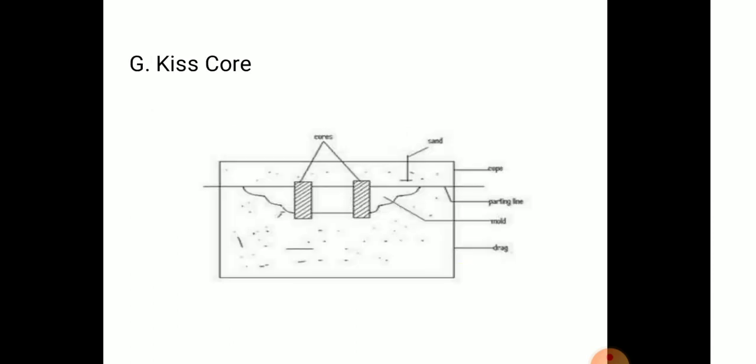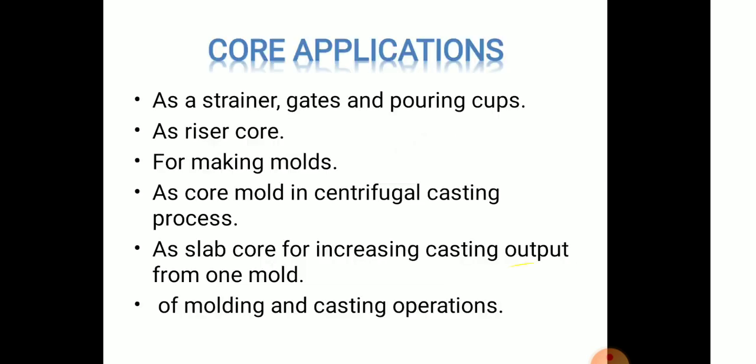Next is the kiss core. In the figure there are two cores, sand, cope, parting line, mold and drag. A kiss core does not require a core seat for getting support. These are held in position between the drag and cope due to the pressure exerted by the cope on the drag. A number of holes can be produced simultaneously by using a number of kiss cores. These are the kiss cores.